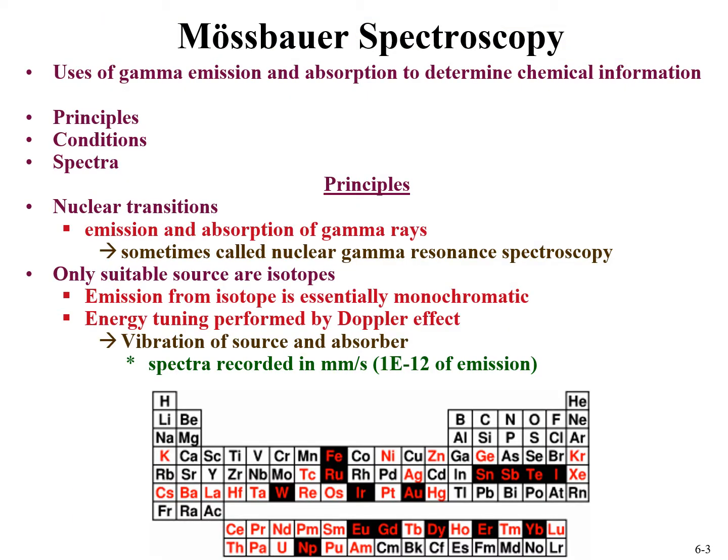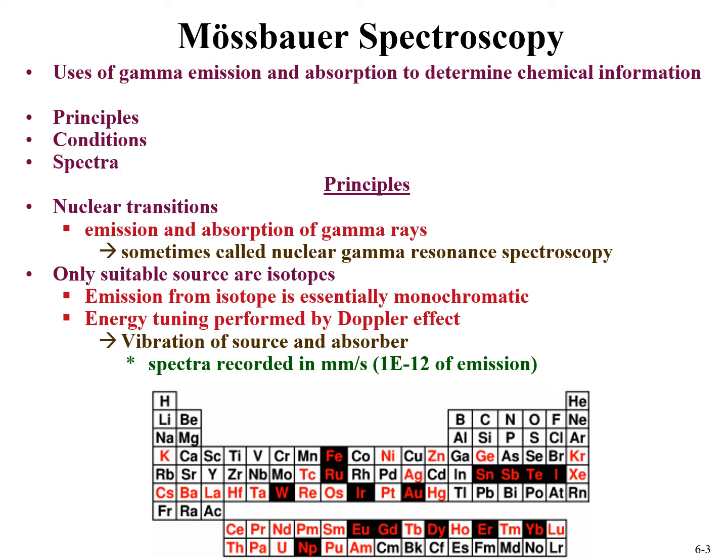In this lecture we're going to discuss Moessbauer spectroscopy, which uses gamma emission and absorption to determine something about the chemistry and the chemical information about the compounds that contain the radionuclides. We're going to discuss the principles of Moessbauer spectroscopy, the conditions necessary, fundamentally you need solids, and something about the spectra that results.